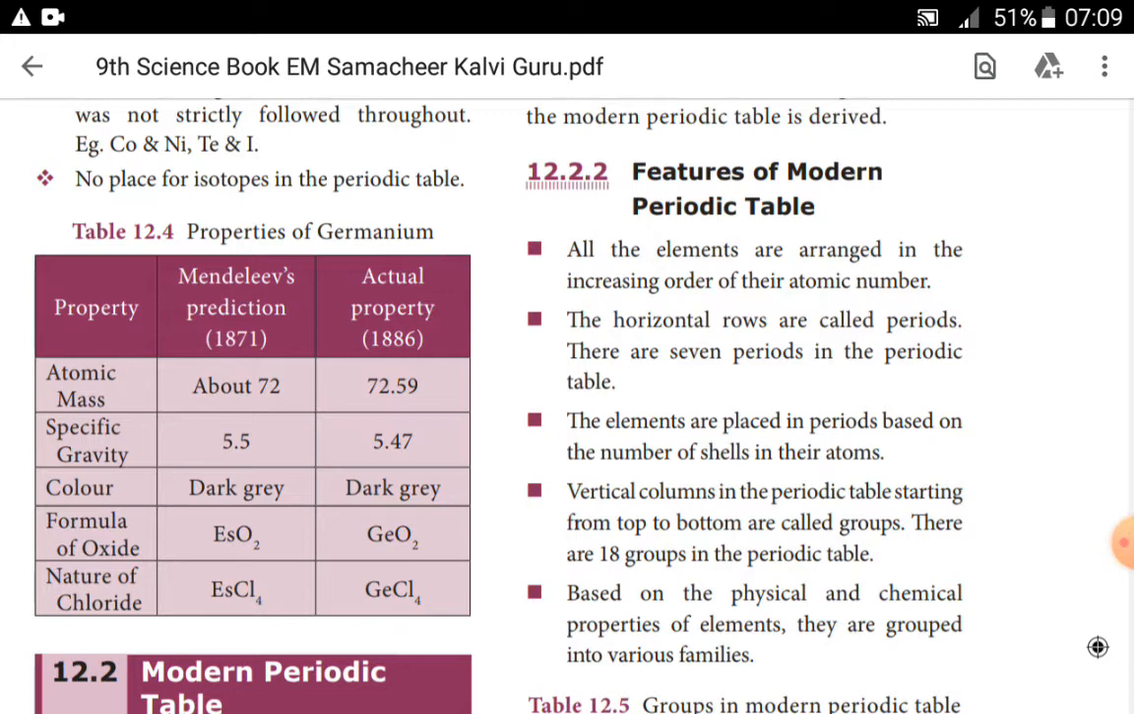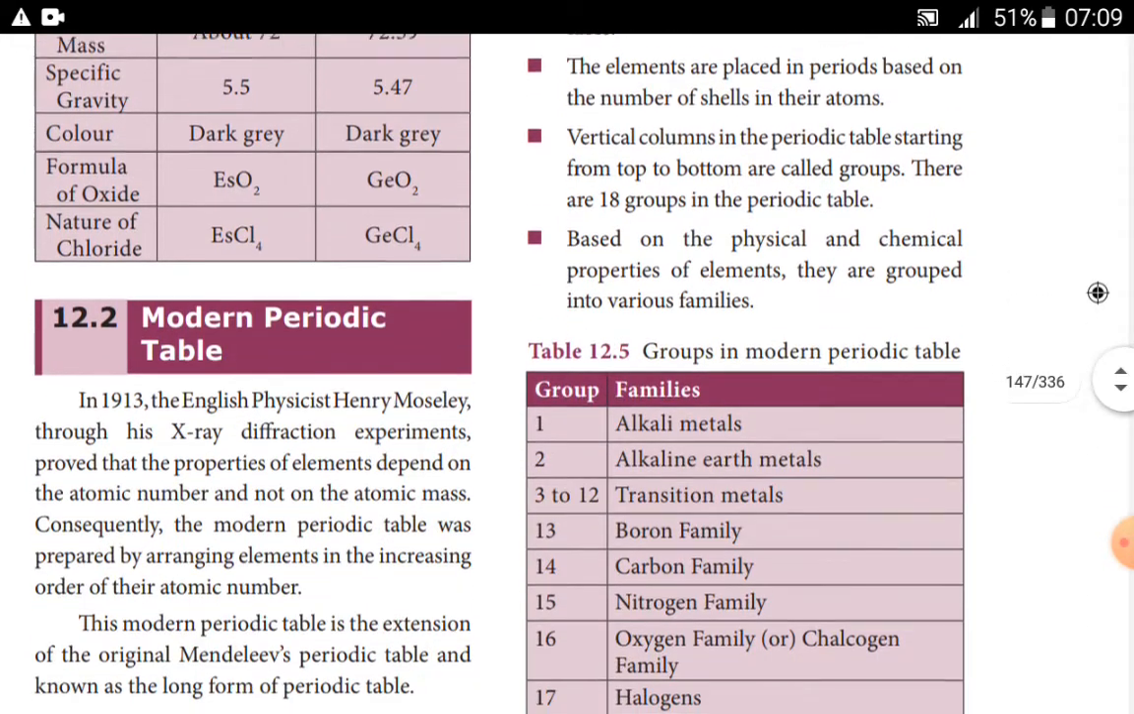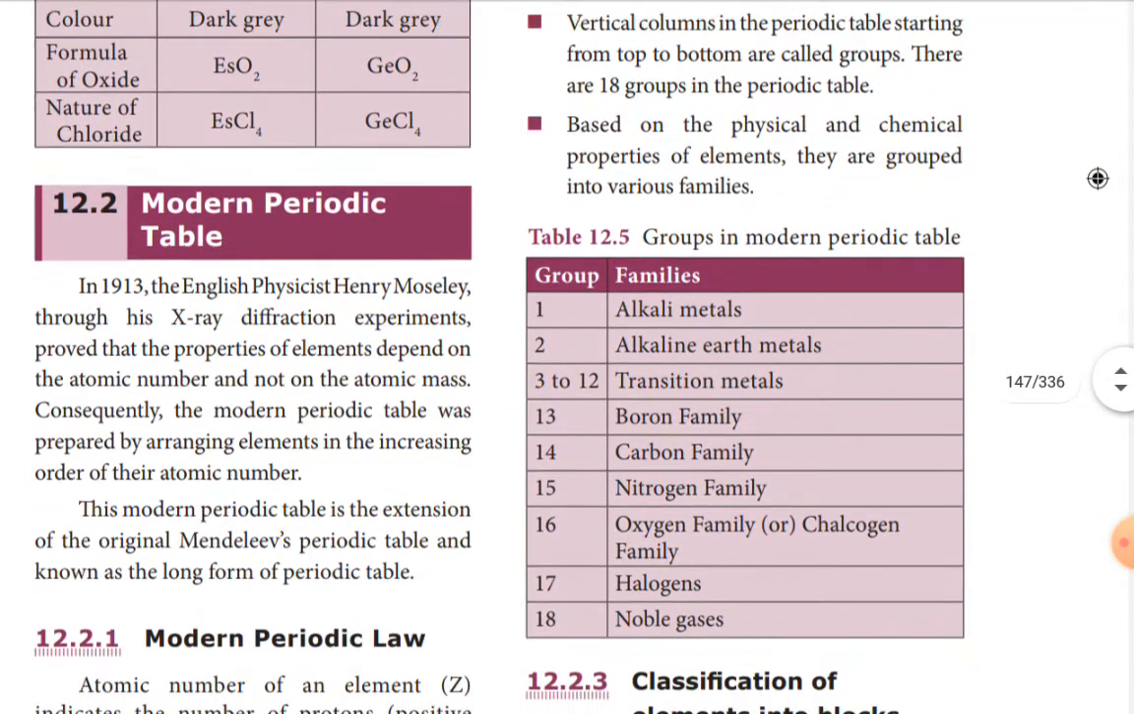There are 18 groups in the modern periodic table. So how many periods? There are 7 periods and 18 groups. Based on the physical and chemical properties of the elements, they are grouped into various families. See table 12.5, which discusses the groups in the modern periodic table.